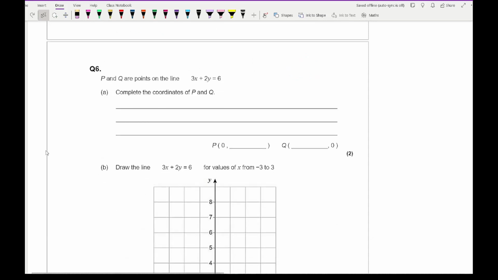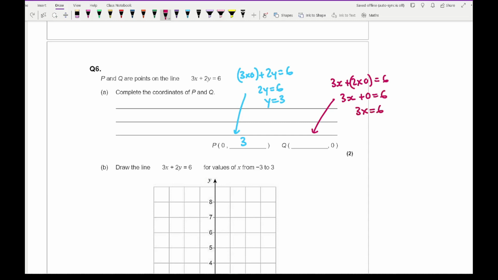Moving on to question 6, it says P and Q are points on the line. Complete the coordinates. For P, I need to substitute x equals 0. So when x equals 0, I end up with 3 times 0 plus 2y equals 6. Now 3 times 0 is 0, so I'm left with 2y equals 6. So y equals 3. For the next one, y equals 0, so I've got 3x plus 2 times 0 equals 6. So 3x plus 0 equals 6, so 3x equals 6, so x equals 2. So the x ordinate is going to be 2.